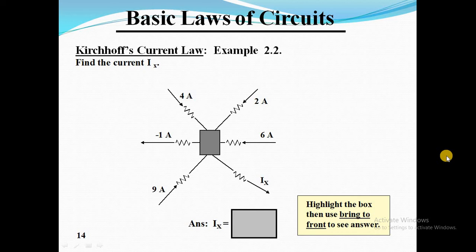So Kirchhoff's current law example 2.2, find the current Ix. So you just try to find out the current Ix. I hope you will try. I will give you 30 seconds. I hope you will not require that much 30 seconds for you. Put it into the chat box. I will check who are giving answers very fast, prominently.